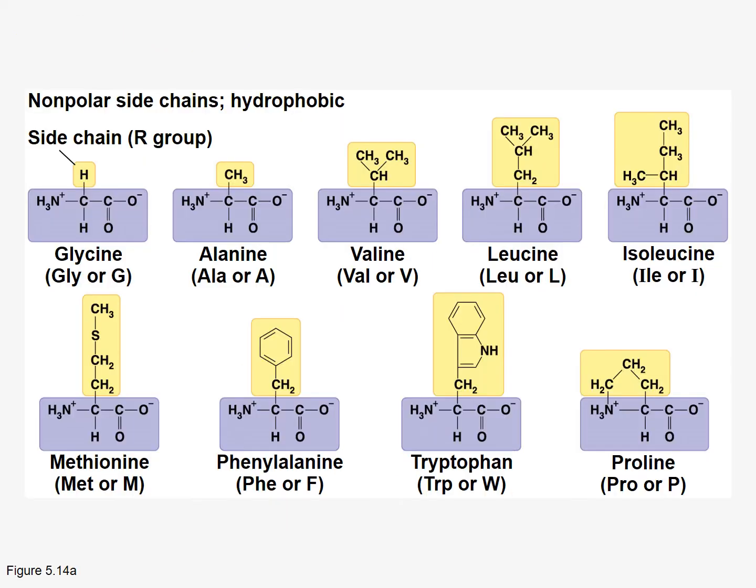Now let's look at a group of amino acids. Now there's 20 total, and here we can see there are 9. There are 9 amino acids that are considered hydrophobic. So what this means is that their side chain is considered hydrophobic. Now it's important to note that the part that all amino acids have is the amino group and the carboxyl group.